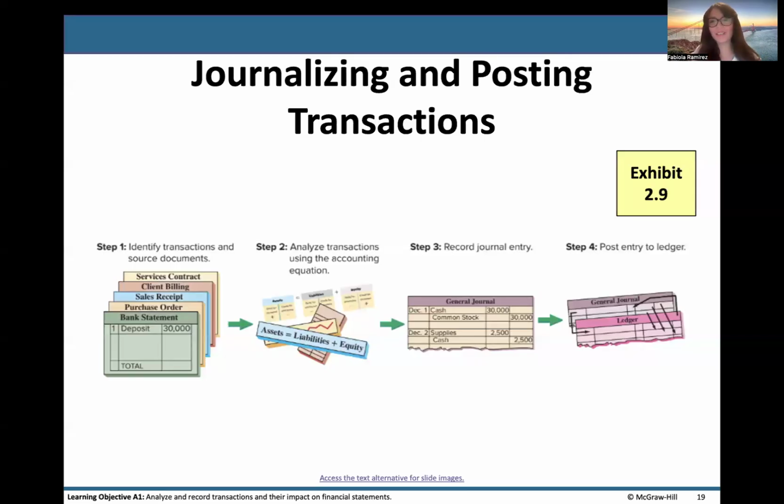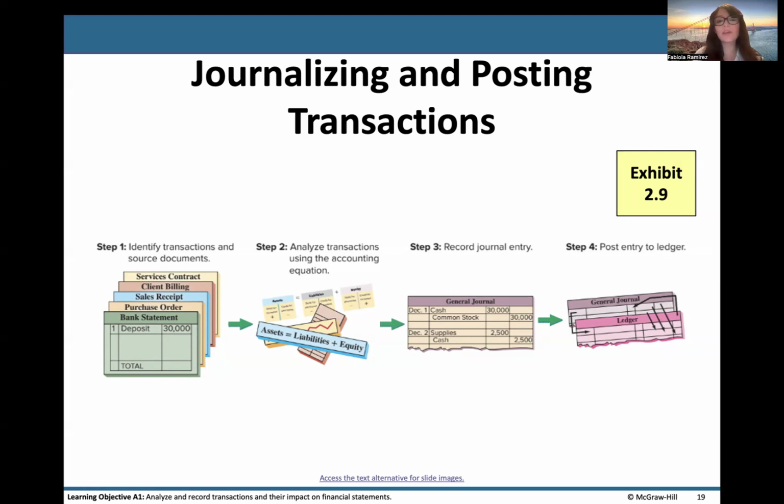So, what did I just discuss? I just threw a bunch of new items at you. It's a lot of useful, but maybe intimidating information. So, here's a quick summary of what we just discussed. Journalizing and posting transactions, there are a few steps that we follow. Step one is identify transactions and source documents. Remember, there can be hundreds and thousands of transactions that a company goes through. So it's important to stay very organized.